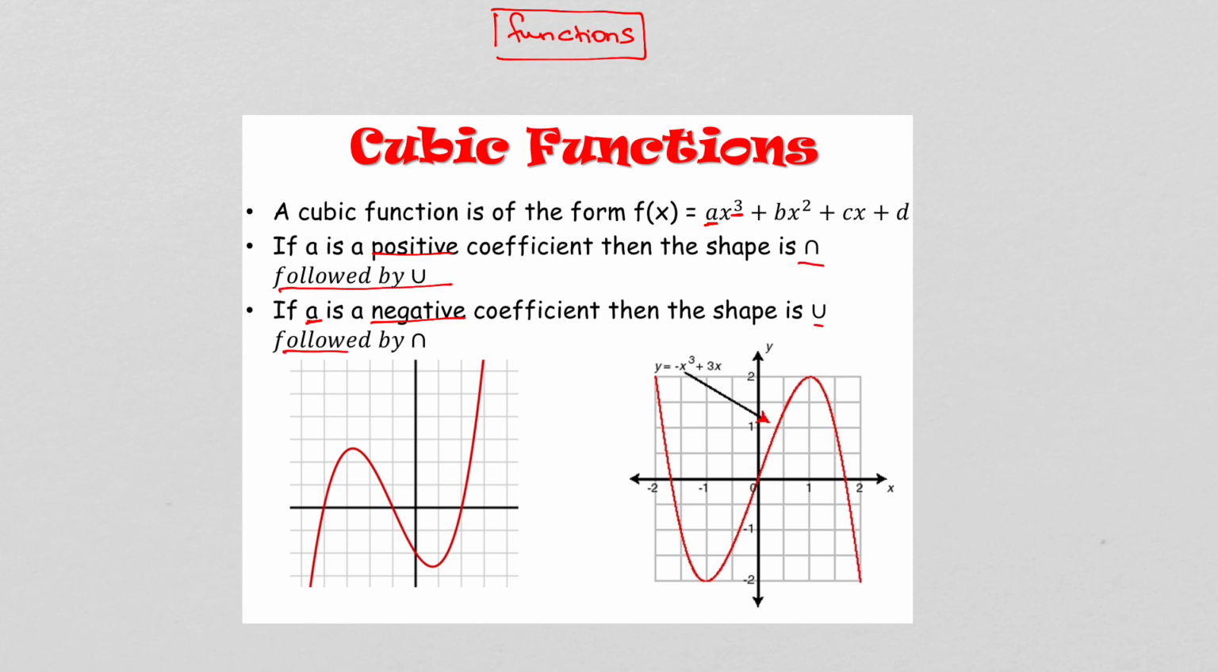Now, if we just have an x cubed graph altogether, then what we can end up with is a saddle graph.